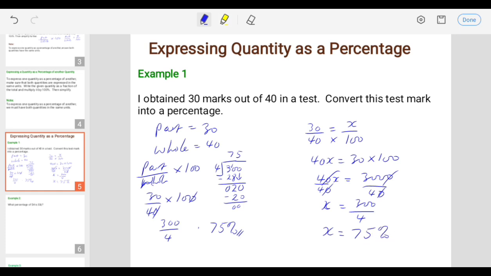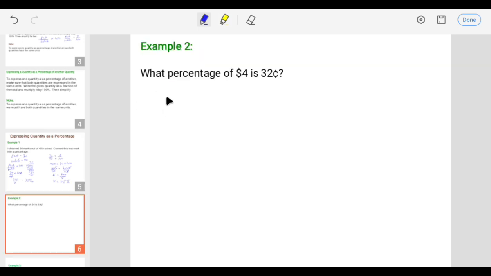Now let's take another question. The second question says, what percentage of $4 is 32 cents? In this case, you can see that the quantities do not have the same unit. So all we need to do is to make the quantities have the same unit. Either you convert it to dollars or you convert the dollars to cents. So let's convert the dollars to cents for easy evaluation. Recall that $1 equals 100 cents.